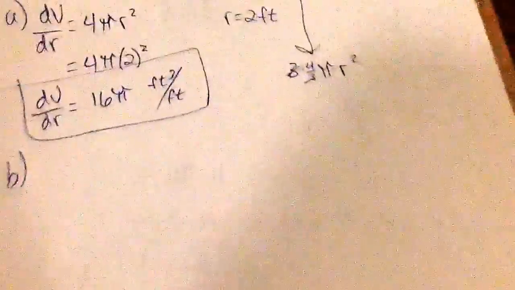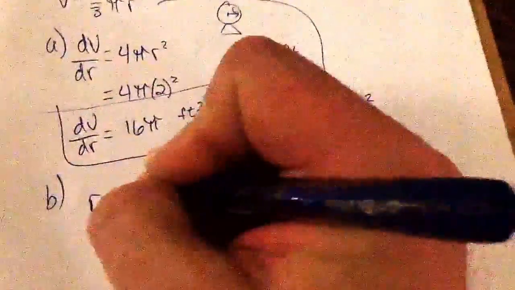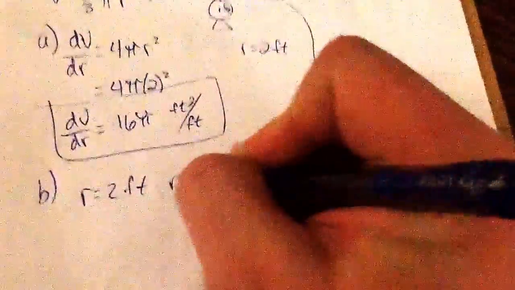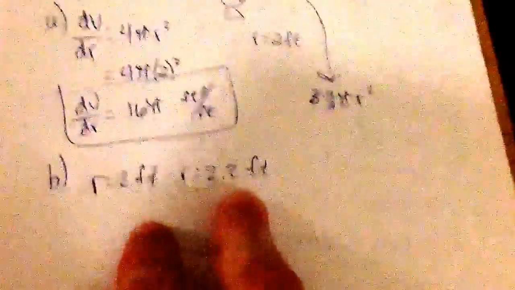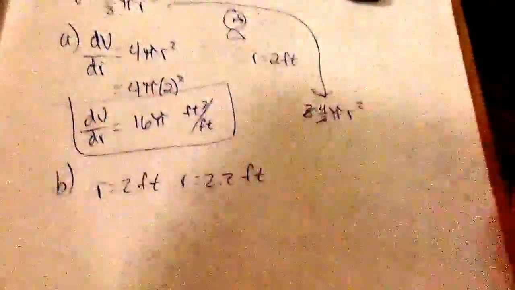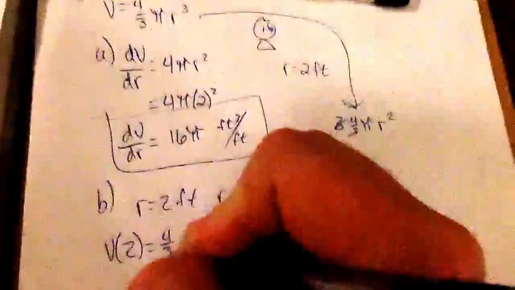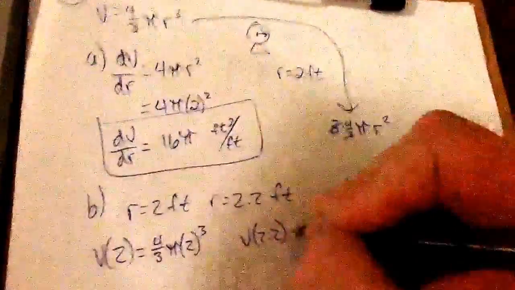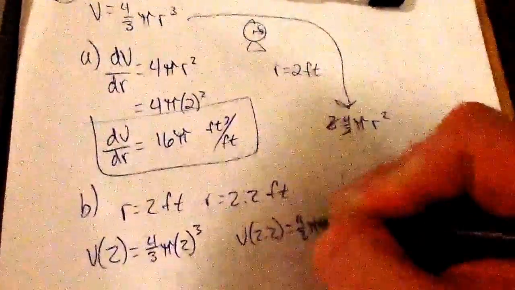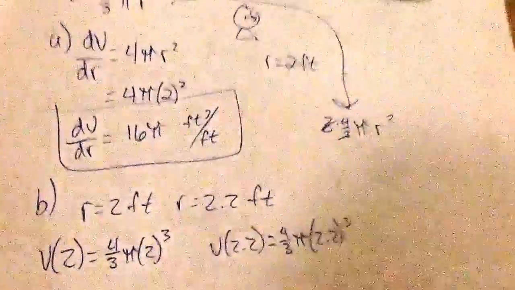B just asked, by approximately how much does the volume increase when the radius changes from 2 feet to 2.2 feet? That is just plugging it in. Find the volume here, find the volume here, calculate the change in volume. So V of 2 is 4/3 times pi times 2 cubed. V of 2.2 is 4/3 times pi times 2.2 cubed. Calculate those out, which I don't feel like doing, but I need to.